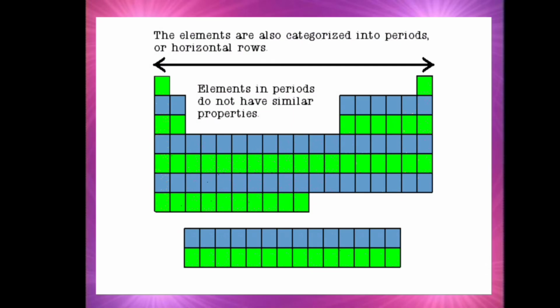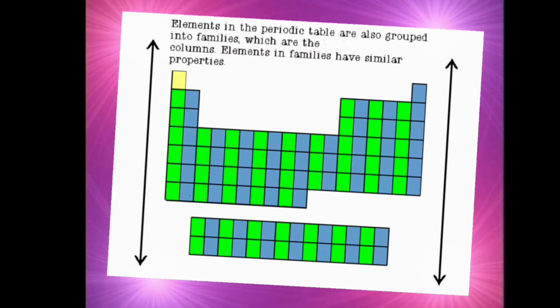The elements are also categorized into periods or horizontal rows. Elements in periods do not have similar properties. Elements in the periodic table are also grouped into families, which are the columns. Elements in families have similar properties.